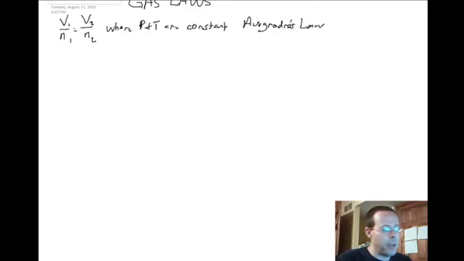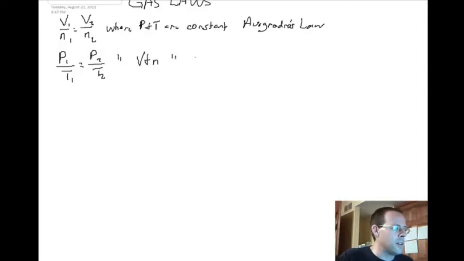The names you don't have to be aware of, but I'm going to give you the names, but on a test or quiz you don't have to identify a certain law as a certain person. Our next one is going to be P over T equals P over T, or P1 over T1 equals P2 over T2. And this happens where V and N are constant. So if we have the same number of moles in a container that's not expandable, say a paint can or a milk jug, if we increase the temperature, the pressure is going to increase. And this law, if we're keeping volume constant, is known as Gay-Lussac's law. He was a French guy, Gay-Lussac.